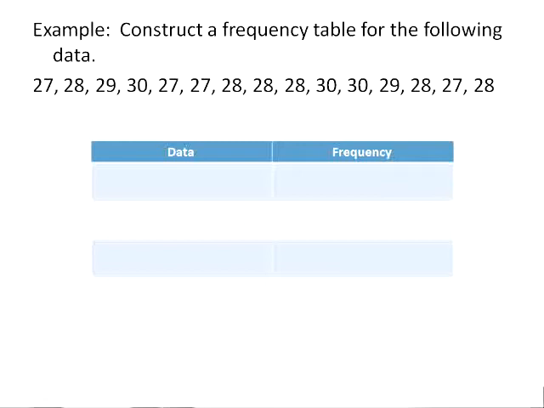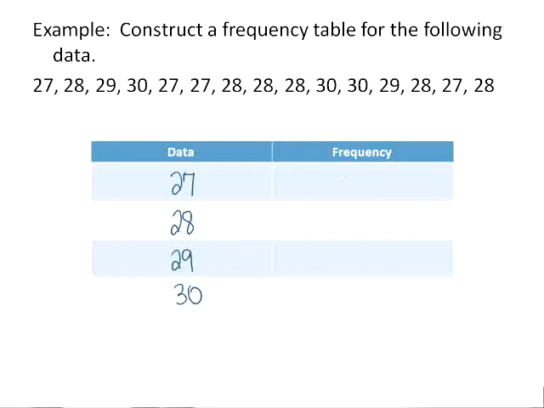Notice that the smallest data point is a 27. So we are going to put these in order from lowest to highest. We have data points of 28, 29, and 30 is our highest data point. Now let's go through and count how many of each data point we have.